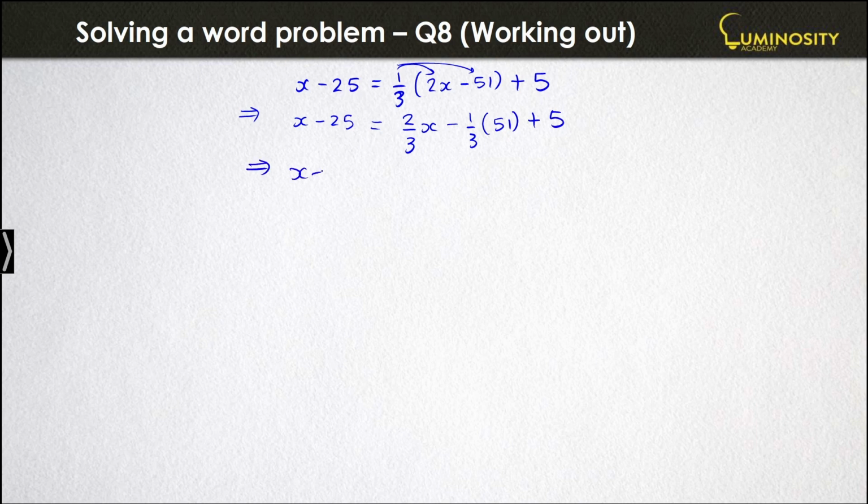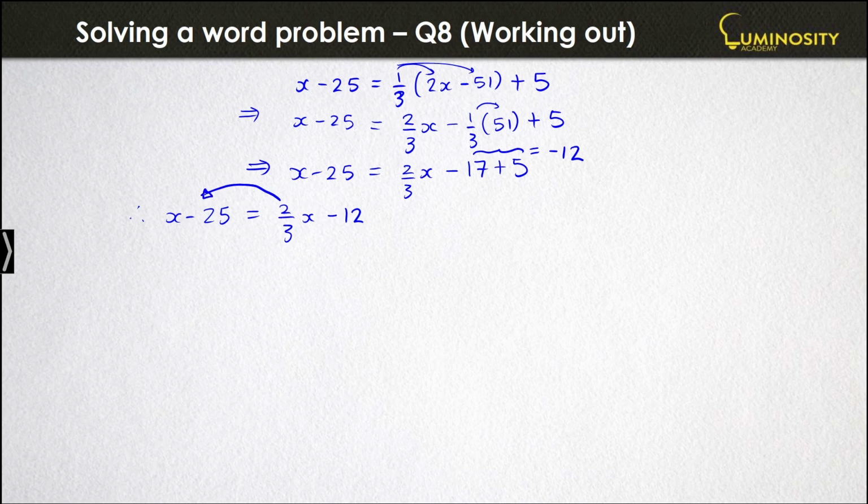Now, on the left-hand side, it's still x minus 25 equals 2/3 x, or 1/3 of 51, so that's 51 divided by 3, that's 17. And don't forget the minus sign, plus 5. So you have a negative 17 and a plus 5. That's equal to negative 12. So therefore you have x minus 25 equals 2/3 x minus 12.